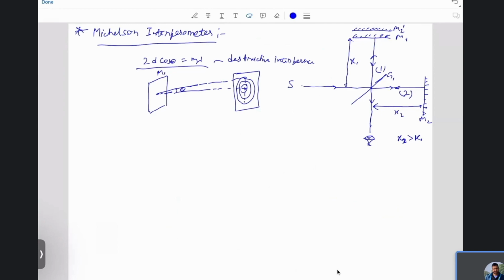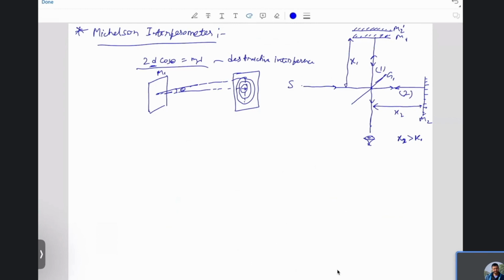Now one thing one should notice here is that, suppose you change this distance d between these two mirrors, between M1 and M2. Since this changes the distance, the theta will change. So the fringes that you are getting here, the rings, will either collapse or appear.